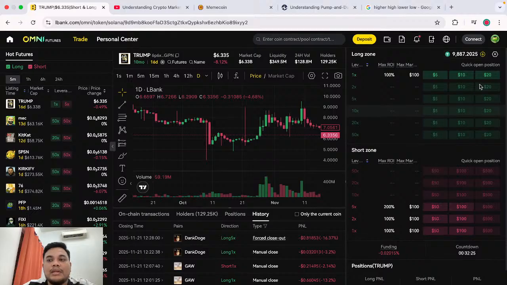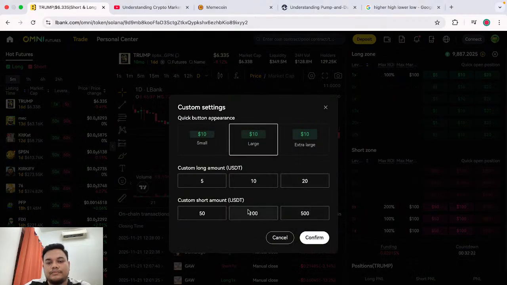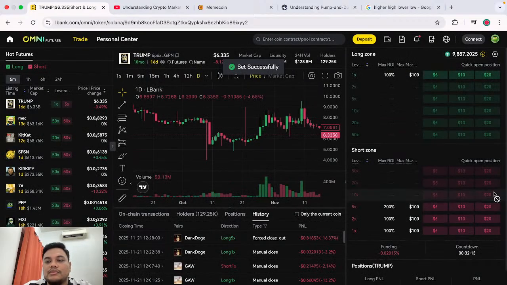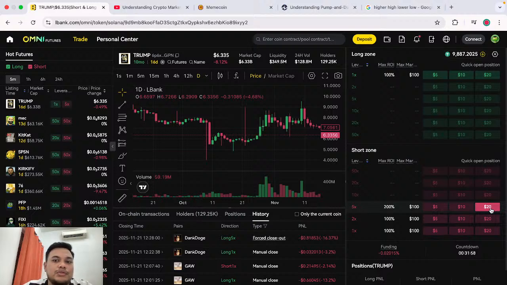So this is not good, so I'm going to change it back to 20. For those who are wondering what this is, this is basically the amount that you are willing to lose in a single trade. Okay, that means if you click on this $20, you are about to lose $20, but you can still earn up to 200% maximum. Then they will cut off the position when you reach this maximum ROI.